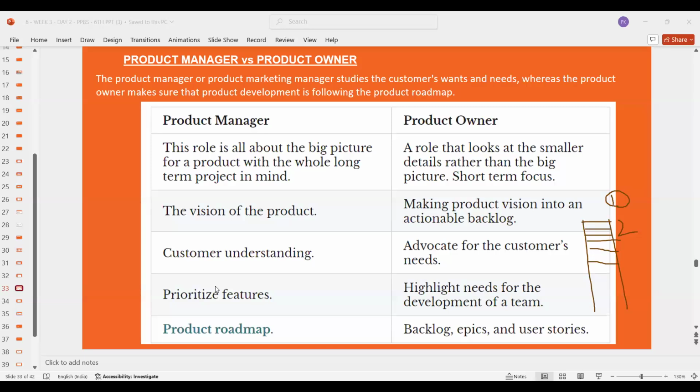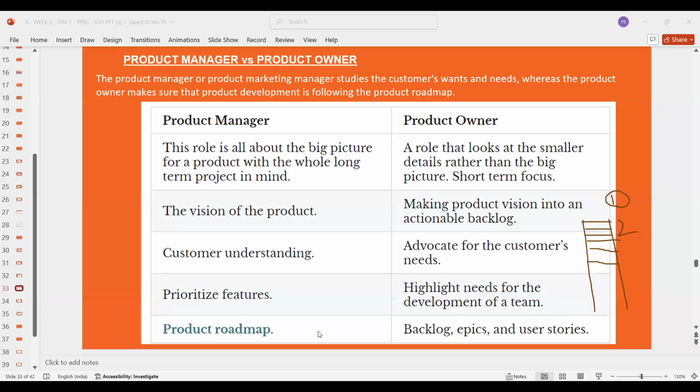Next point, prioritize features and highlight needs for the development of the team. So yes, product manager will always focus on what we should include in product, how we should develop that, how it should look. Whereas product owner, along with customers' need, they'll also, I would say, highlight the needs of the team.